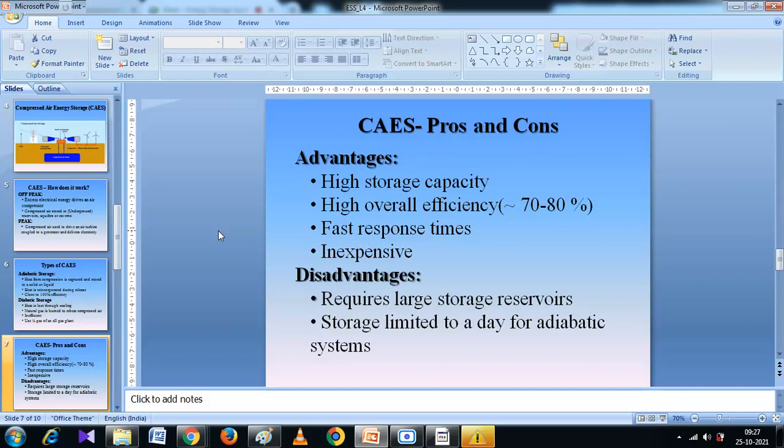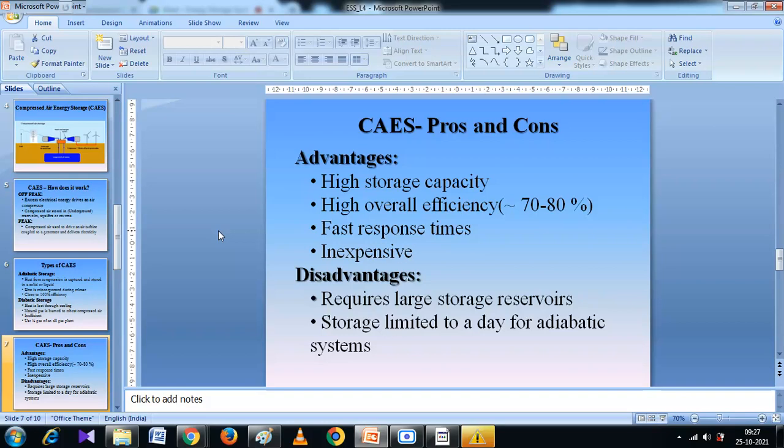And the disadvantages are we require large storage or large reservoir, because if we make it small, we cannot supply the energy or electric energy for a long time. So to provide the electric energy in the time of peak demand, we require large storage or large reservoir.